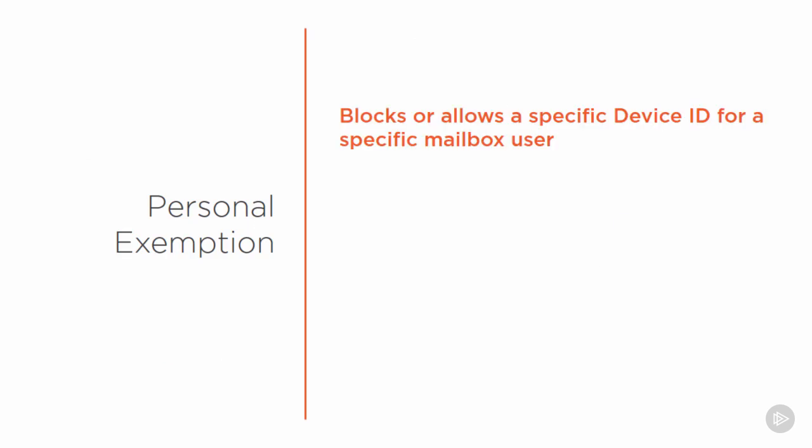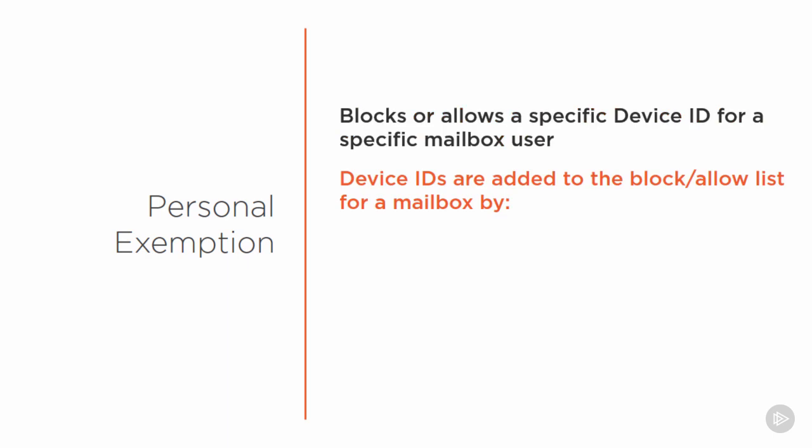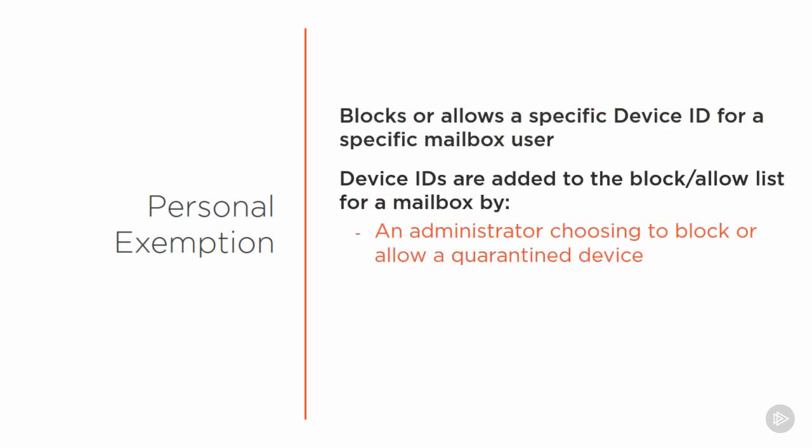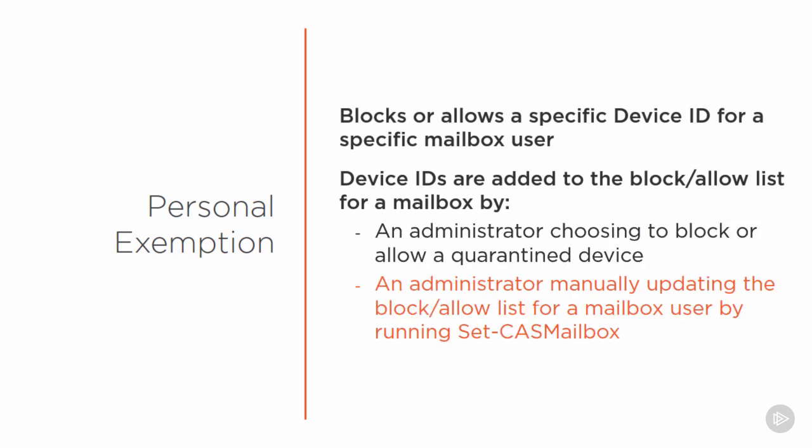With a personal exemption, it either blocks or allows a specific device ID for a specific mailbox user. The device IDs are added to the block or allow list for a mailbox, either by an administrator choosing to block or allow a quarantined device, and quarantine is something we're going to look at in just a few moments, or by an administrator manually updating the block allow list for a mailbox by running the Set-CASMailbox cmdlet. In order to do so, you would need to know the exact device ID of that device, which is usually available from within the mobile operating system, or sometimes it's even included as a sticker on the outside of the box.